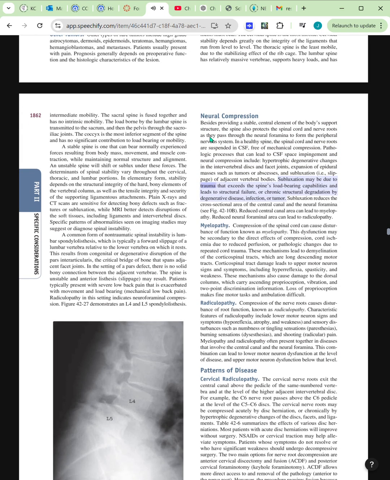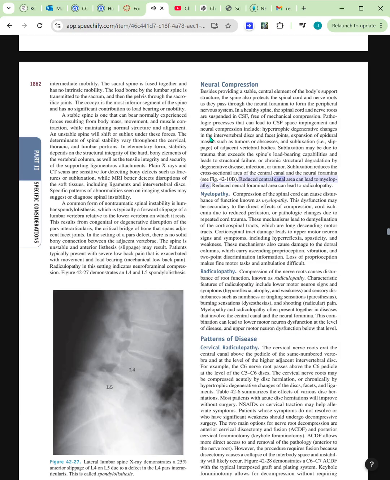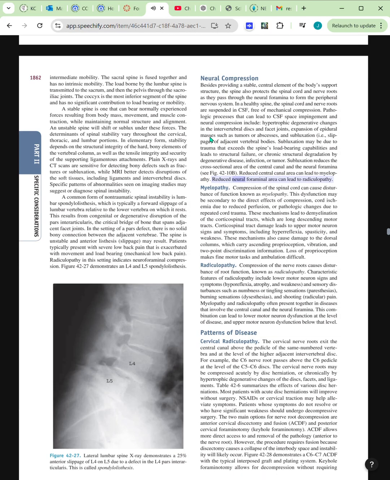Subluxation may be due to trauma that exceeds the spine's load-bearing capabilities and leads to structural failure, or chronic structural degradation by degenerative disease, infection, or tumor. Subluxation reduces the cross-sectional area of the central canal and the neuroforamina. See Figure 42-10b. Reduced central canal area can lead to myelopathy. Reduced neuroforaminal area can lead to radiculopathy.